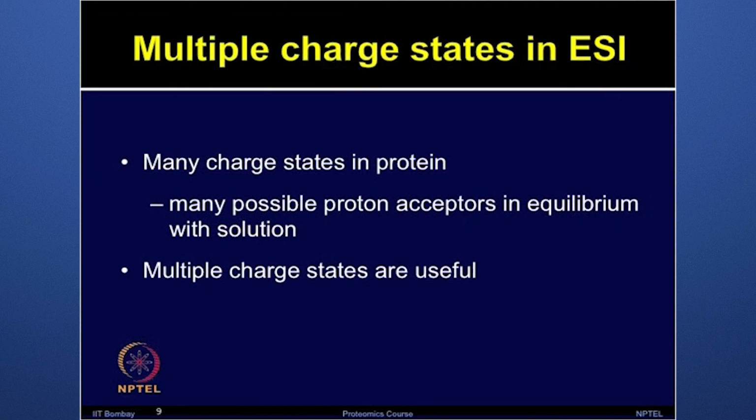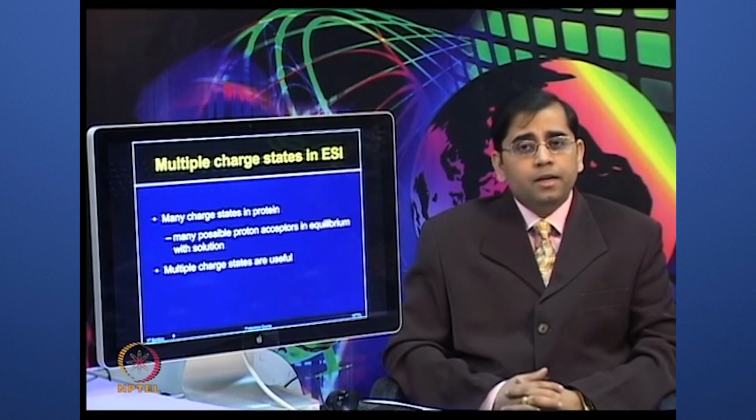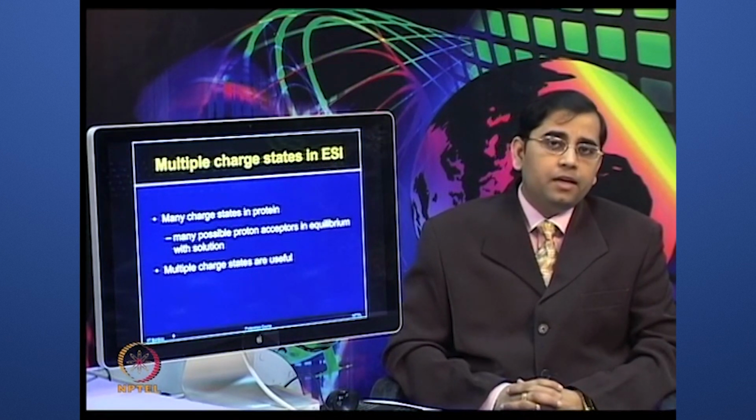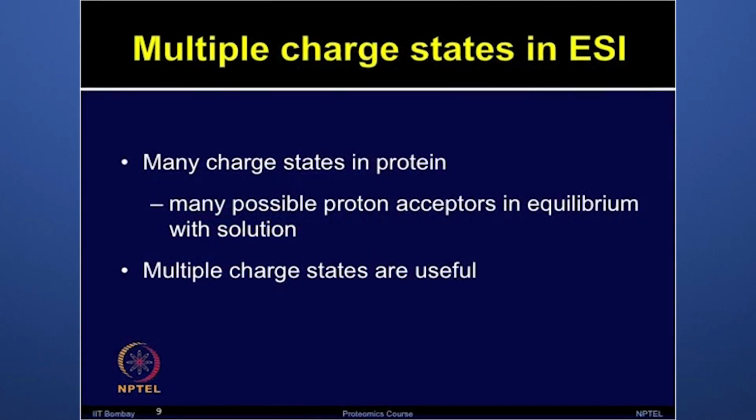I will talk in more detail about how various type of ionization source works, that will be much later part of the lecture, but just in this context I would like to mention that there are multiple charge states present in the electrospray ionization. So, many charge states in proteins, there are many possible proton acceptors in the equilibrium with the solution. So, the multiple charge states are quite useful because they form ions which are in the mass range of mass analyzers such as TOF, quadrupoles, ion traps, etc.